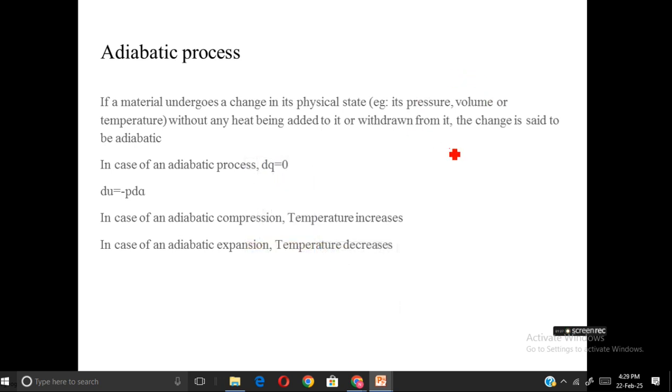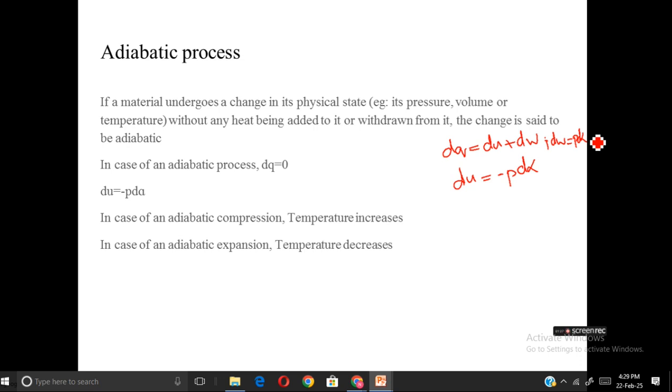And in the first law of thermodynamics, dq is equal to du plus dw. With dq equal to 0, du becomes minus dw, and dw is p dV. So du is equal to minus p dV.